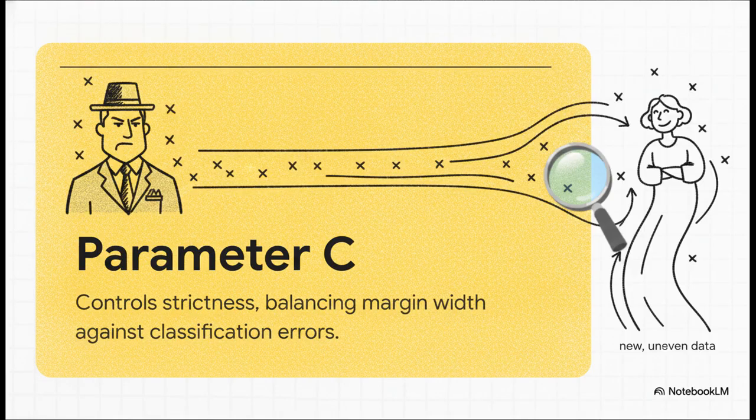Think of a large C like a super strict school principal who allows absolutely zero rule breaking. It forces a really narrow margin to get every single training point perfectly correct. A small c is way more relaxed. It's like a laid-back teacher allowing a few imperfections, which yields a much wider margin that generally performs way better when we show it new, unseen data.